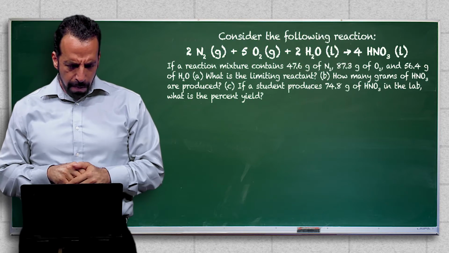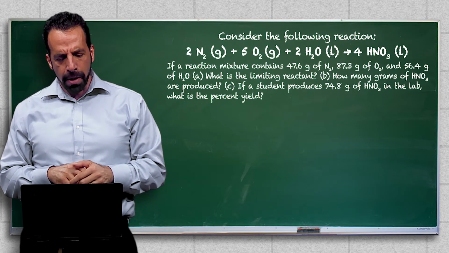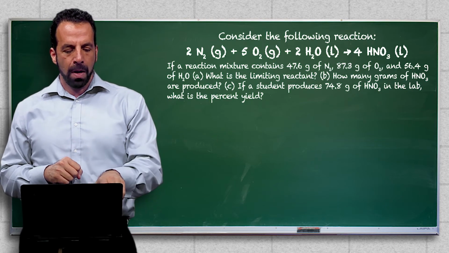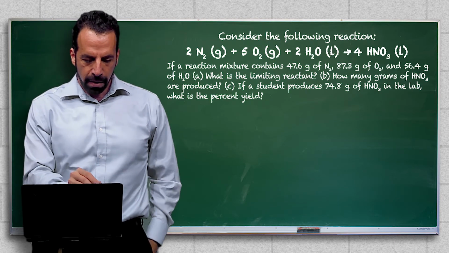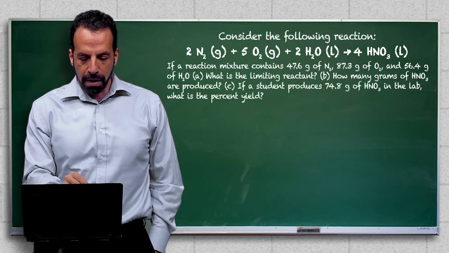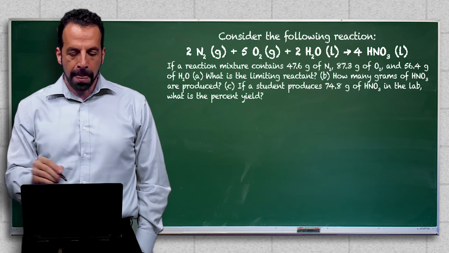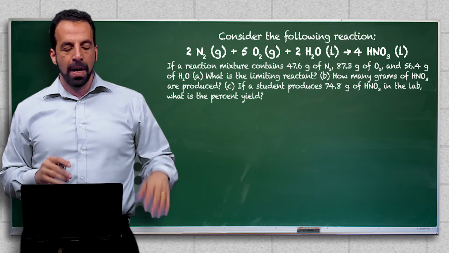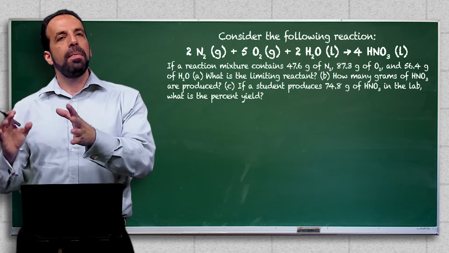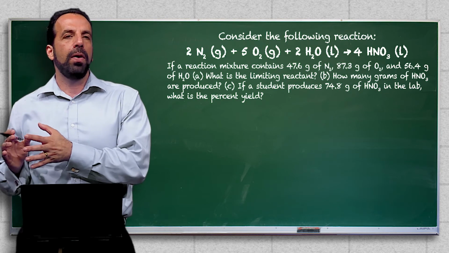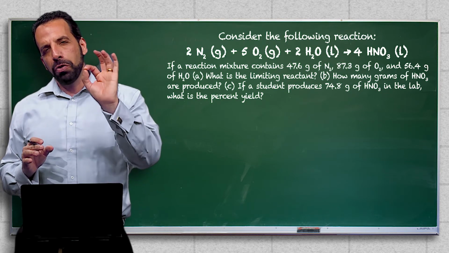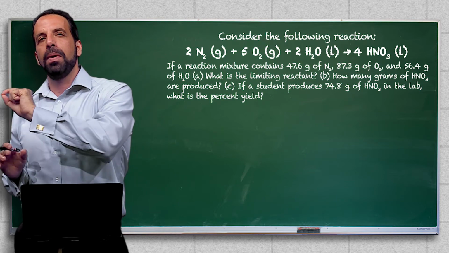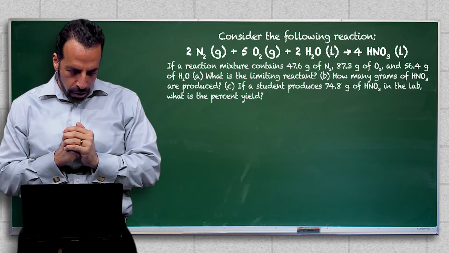Let's take a look at this one. And this equation right here is to consider the following reactions. We have 2 moles of nitrogen, 5 moles of oxygen, plus 2 moles of water, and that's going to form 4 moles of nitric acid. And so this is actually a limiting reagent problem. We want to figure out which one of these gets used up. And again, with limiting reagent, the one that gets used up determines the yield of nitric acid I have.